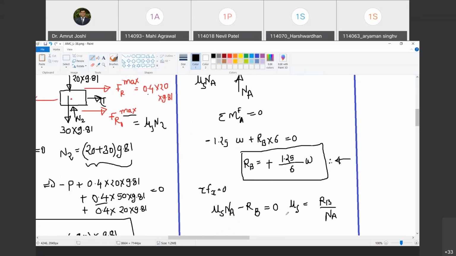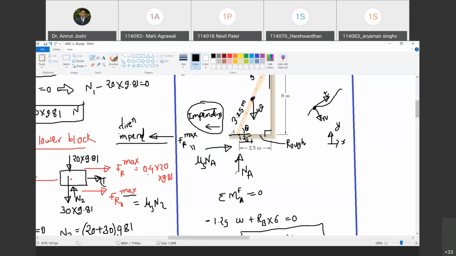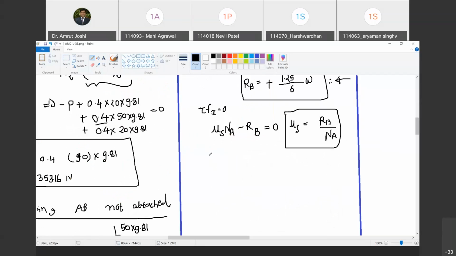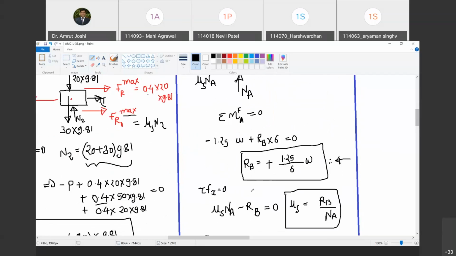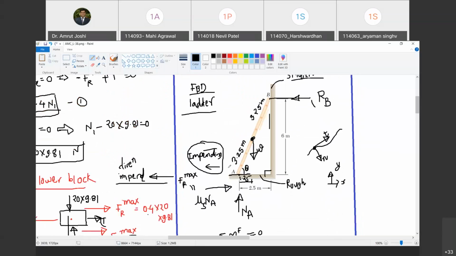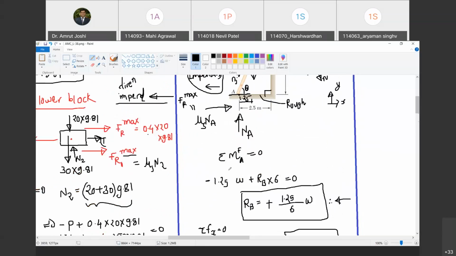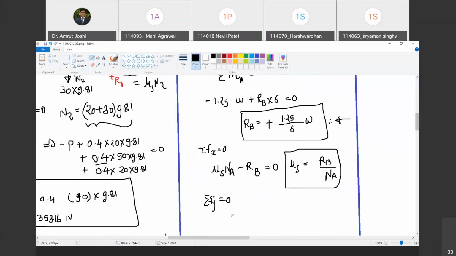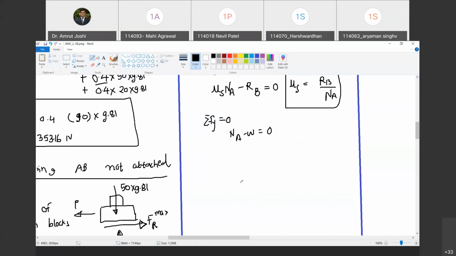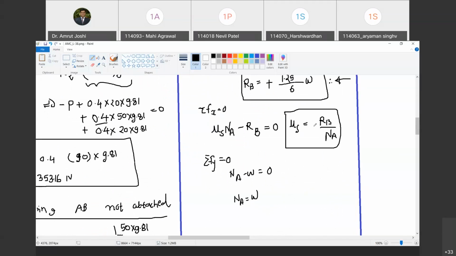Yes, sir. And now I need to find out what is the value of Na. The moment I ask myself the question what is Na, I am left with no other option than using summation Fy. Are you with me? Yes, sir. So if I apply summation Fy equal to 0, what do I get? Tell me. Na minus W. Na minus W is equal to 0. So what is Na? Tell me. W.